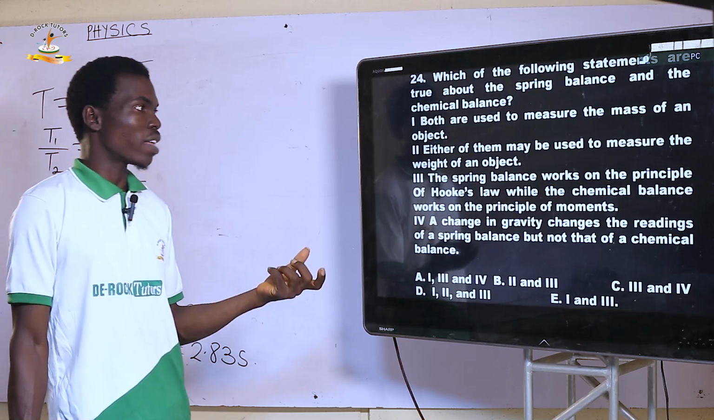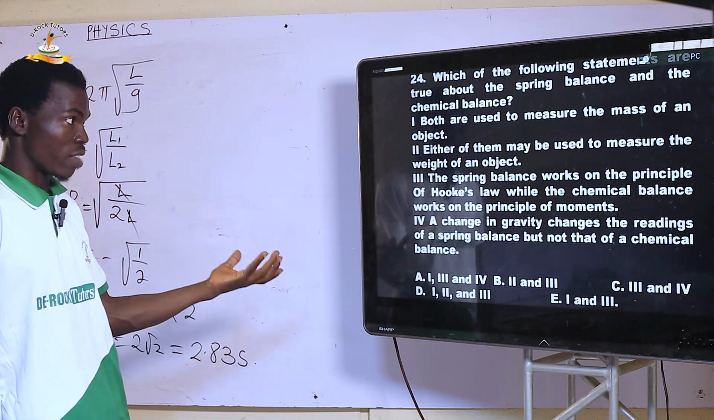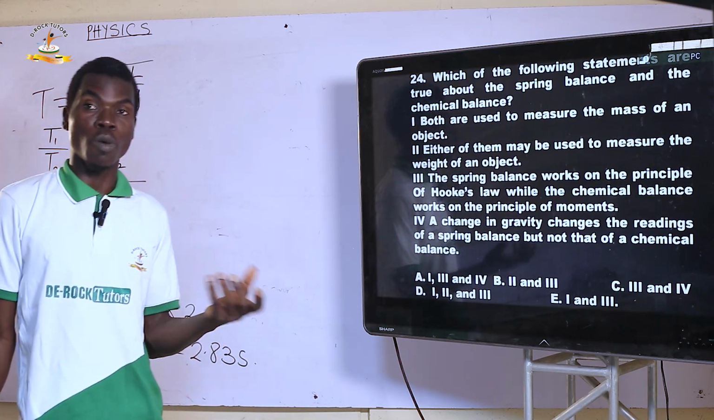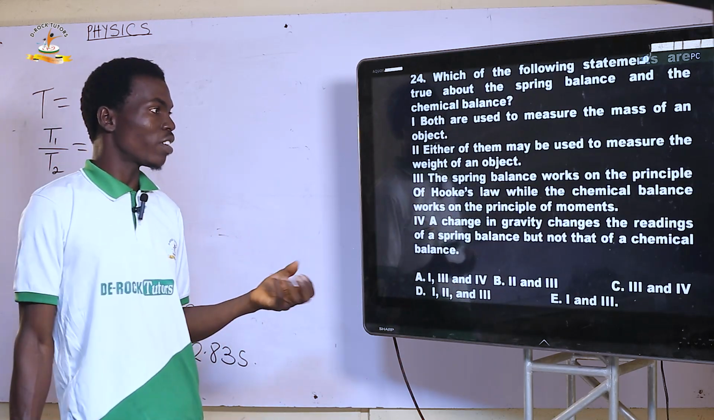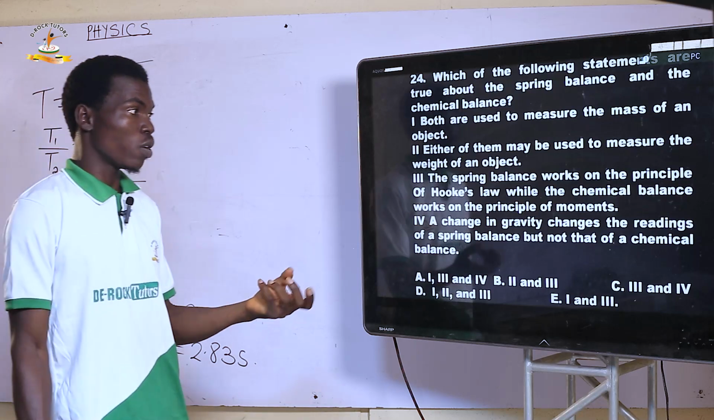3, the spring balance works on the principle of Hooke's law. Yes. While the chemical balance works on the principle of moments? Yes, that's also correct. So 3 is correct. 4, a change in gravity changes the reading of a spring balance, yes, but not that of a chemical balance.